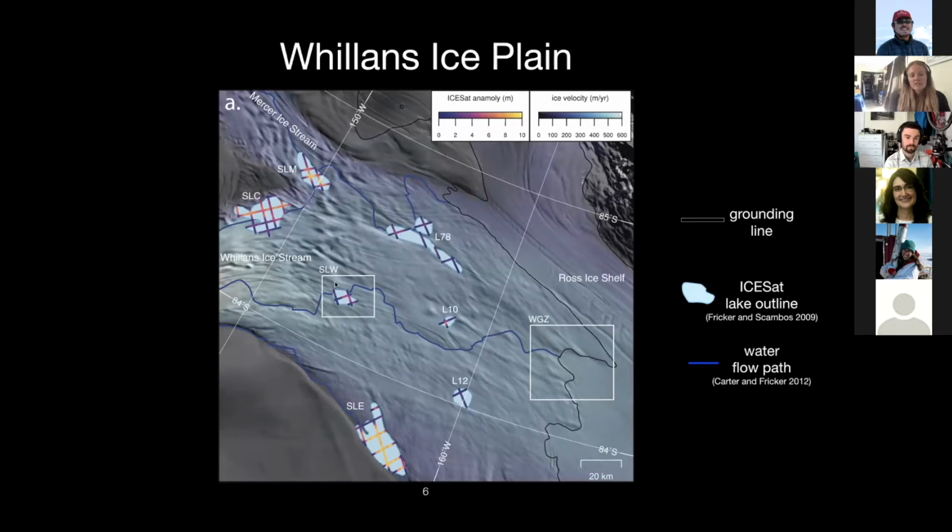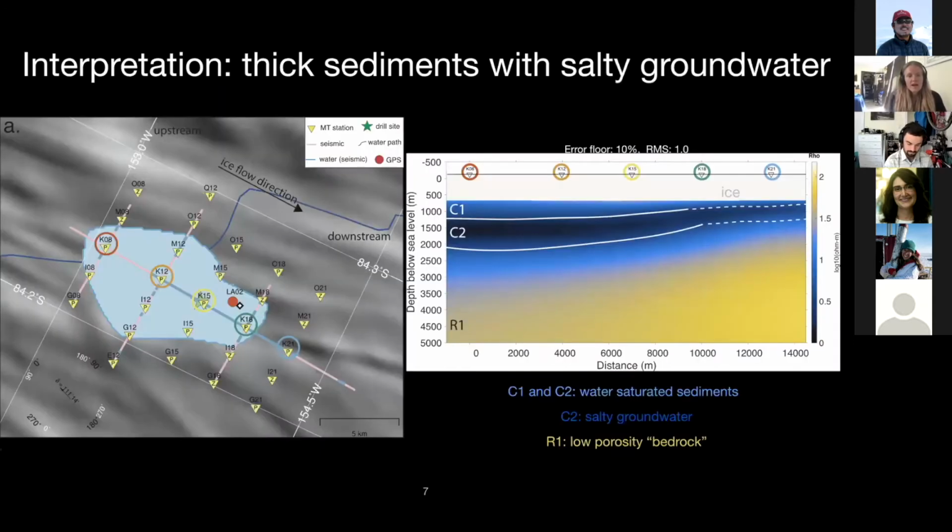And today I'll just talk about our results from Whillans Subglacial Lake. I am just going to hop right to our results. So this is the grid of MT stations that we collected with these yellow triangles over the lake. And this is an inversion result from the stations that I've circled here.